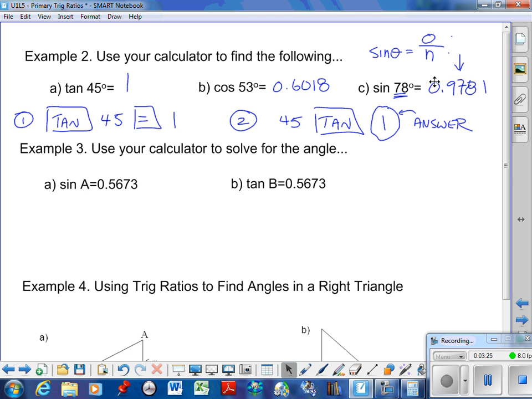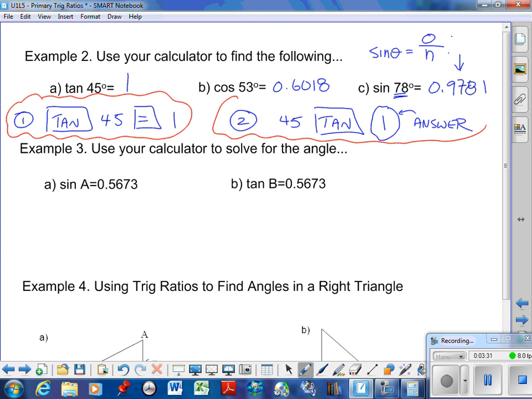Okay? So please figure out which calculator you're working with. Those are the two types right there. And make sure when you do the homework, you practice with it, because like I said, every calculator is a little bit different.